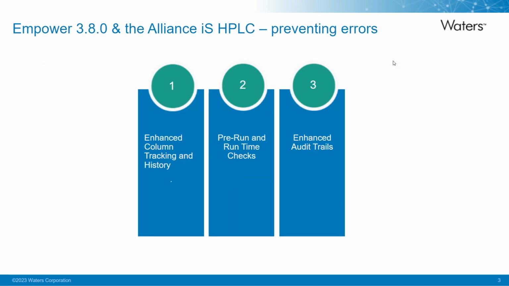I'm also adding to the discussion because we released a new HPLC this year. We just recently released a new version of Empower software, that's 3.8.0. And again, along the lines of reducing risk, preventing errors from occurring. So we have some new column technology. I'd like to talk a little bit about column tracking and history.